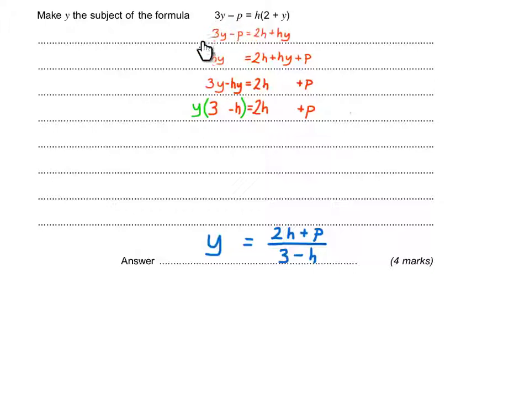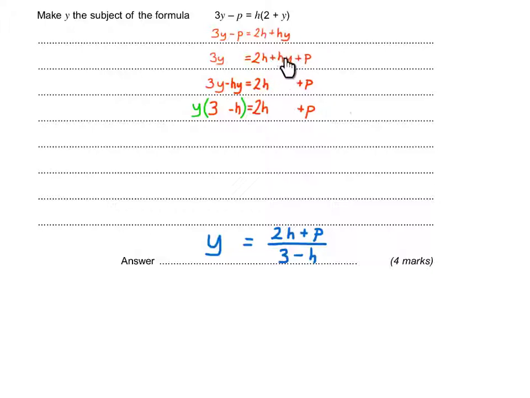So at the moment I've got 3y minus p, so I'm going to add the p to both sides to get rid of it there. But then I've got to add p to the other side, so I've got a plus p over there. So I've got 3y equals 2h plus hy plus p. So I've got an hy there.